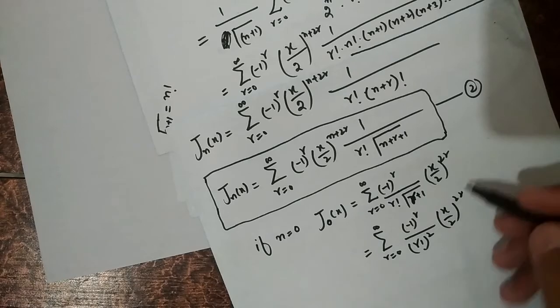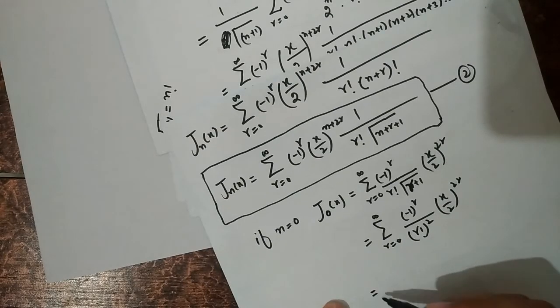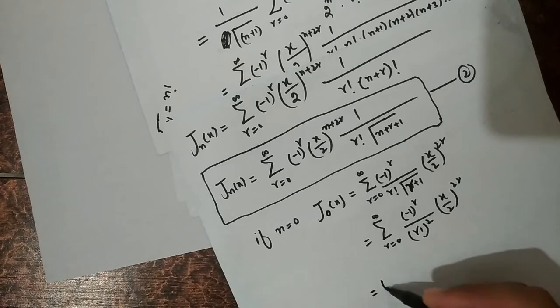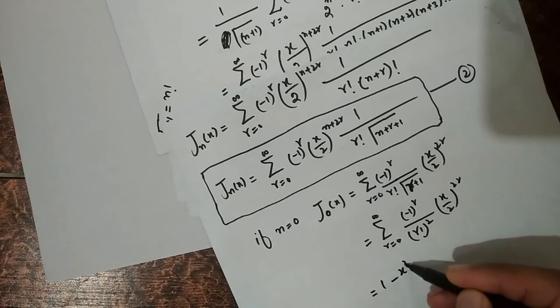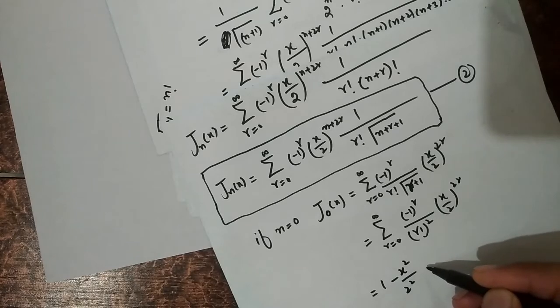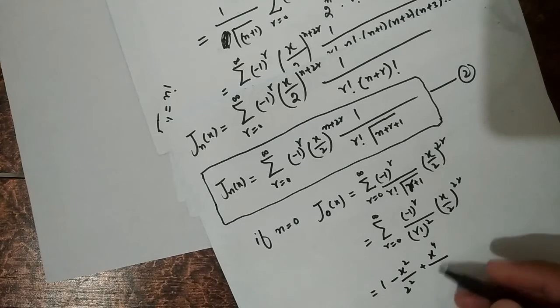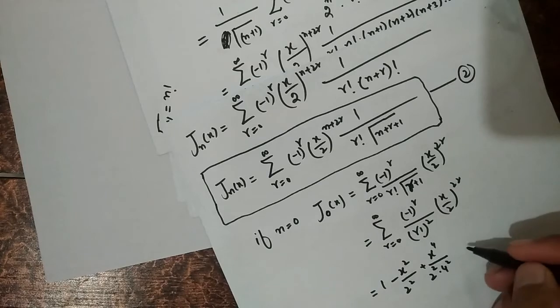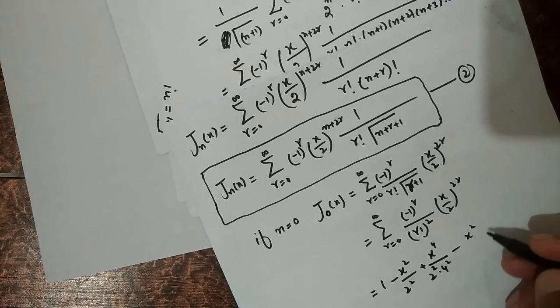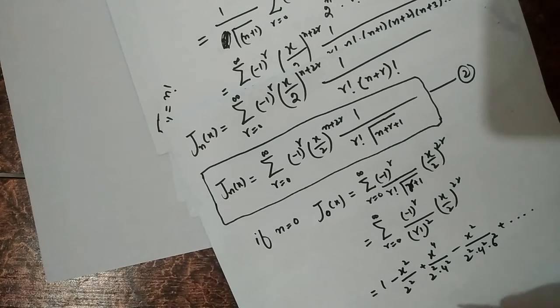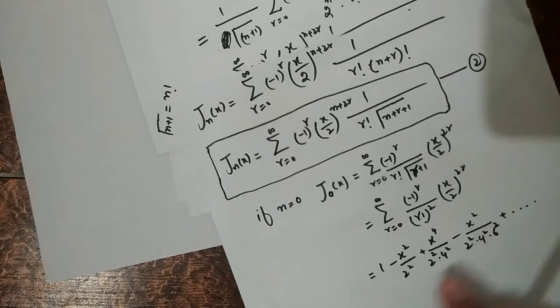If we expand this series, it will become 1 minus x square divided by 2 square plus x to the power 4 divided by 2 square into 4 square minus x square divided by 2 square into 4 square into 6 square plus so on. Clear? This is for n equal to 0.